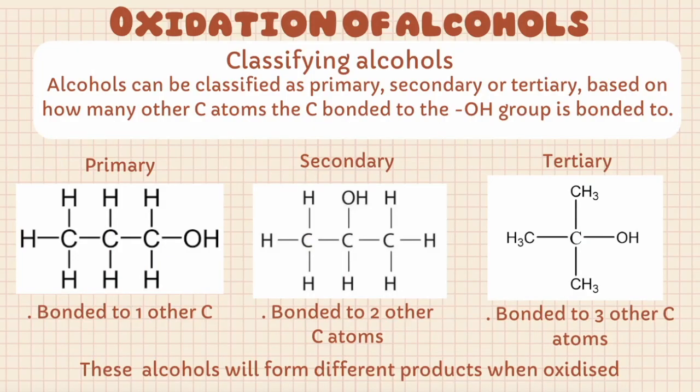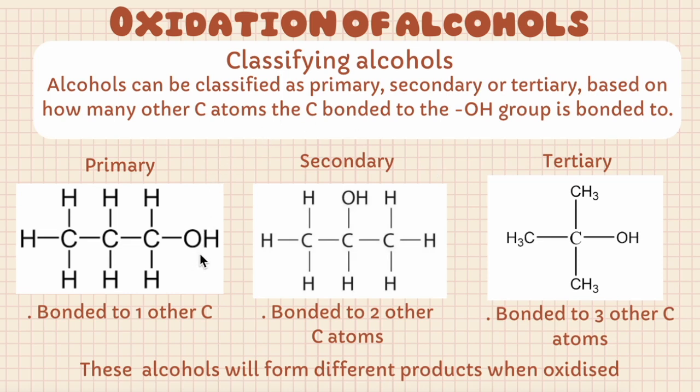So you may remember from level two that you can classify alcohols. You may not, because it wasn't very important in level two, but that's okay. So I'll go over it briefly. Basically, you can just classify an alcohol as primary, secondary, or tertiary based on how many other carbon atoms the carbon with the OH group attached to it is bonded to, which sounds confusing, but it's actually not.